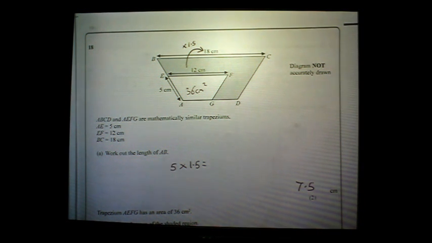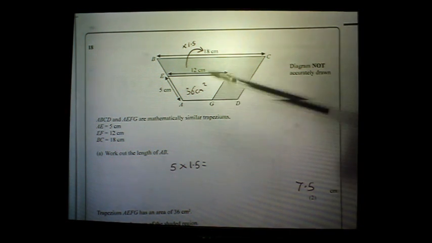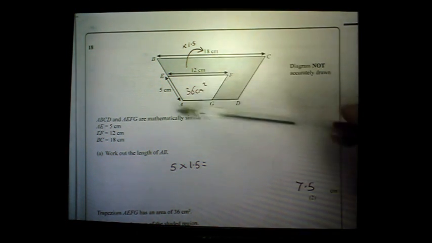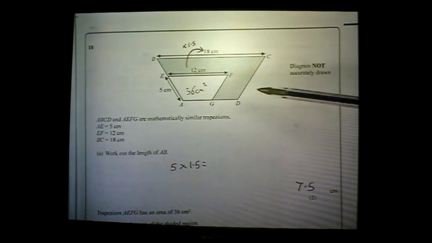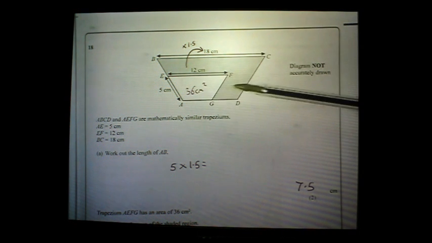The one underneath is a lot trickier. It says triangle AEFG has an area of 36 centimetres squared, so I've written that on. And it says calculate the area of the shaded region. So first of all, you want to find the area of the whole trapezium, the big one, and then you take the 36 off.